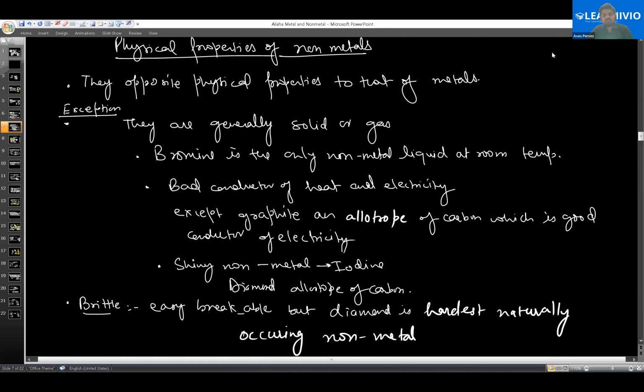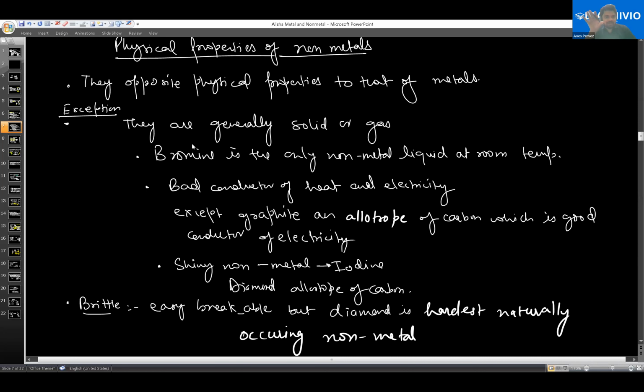Sir, done. Any doubt? Yes, ask. Sir, aren't non-metals liquid also? Non-metals are only liquid... The only non-metal that is liquid is bromine. Otherwise, they are gases or solid. Bromine is the non-metal that is liquid at room temperature.